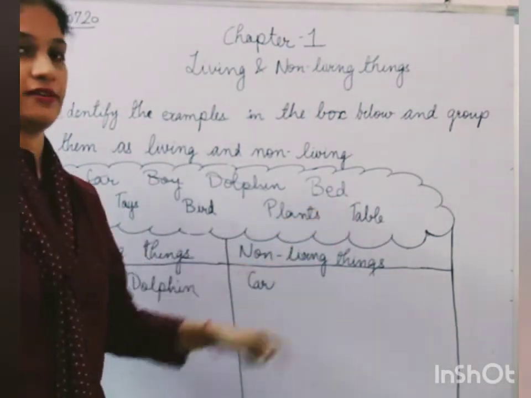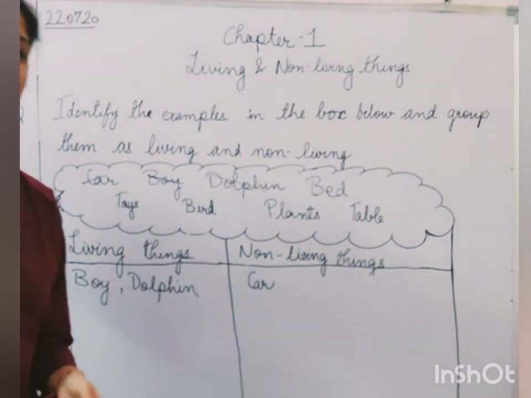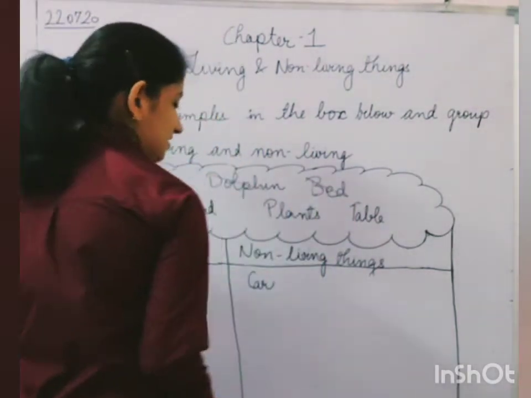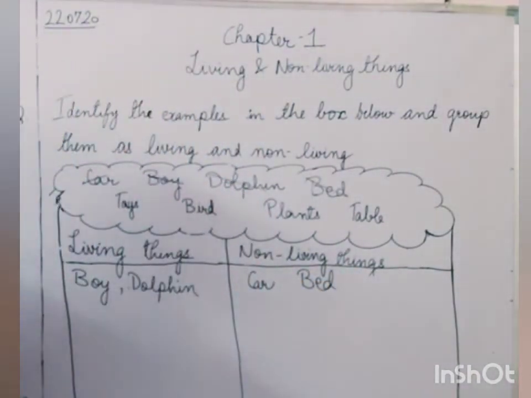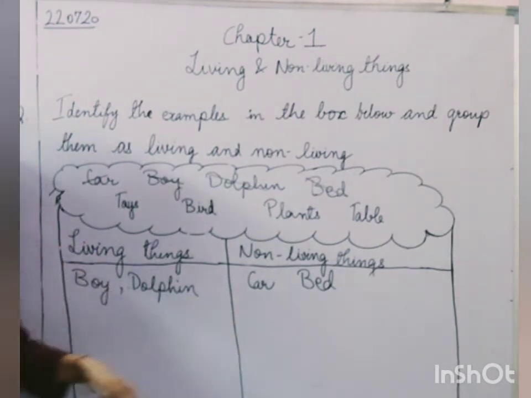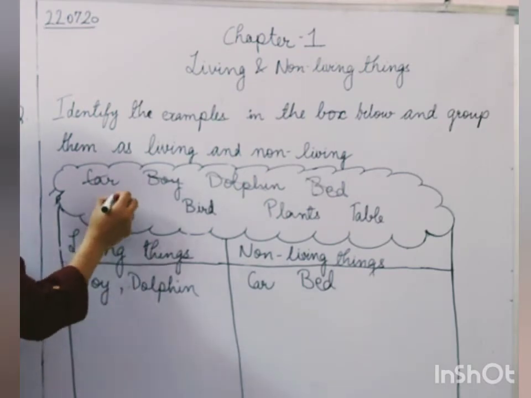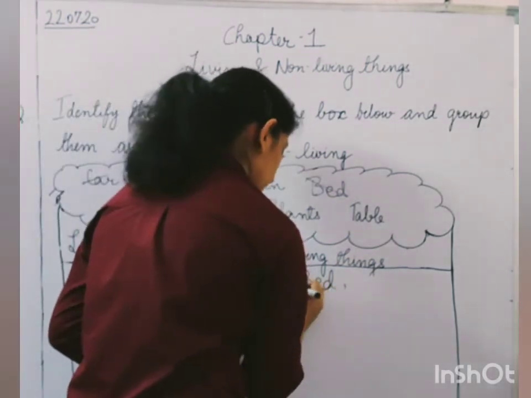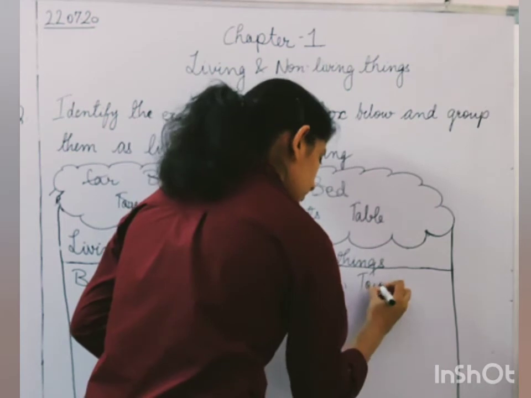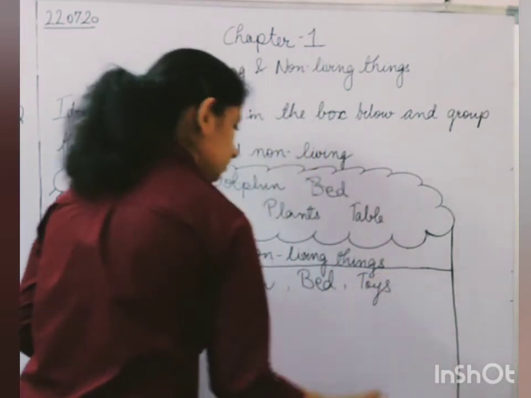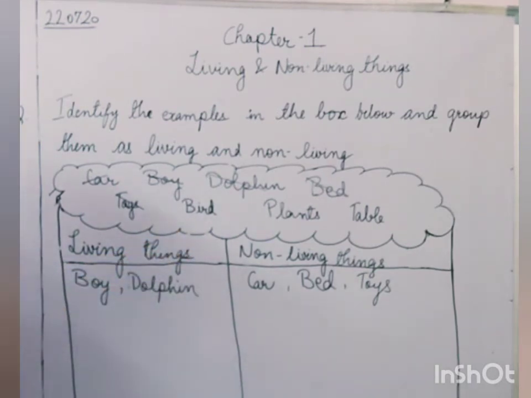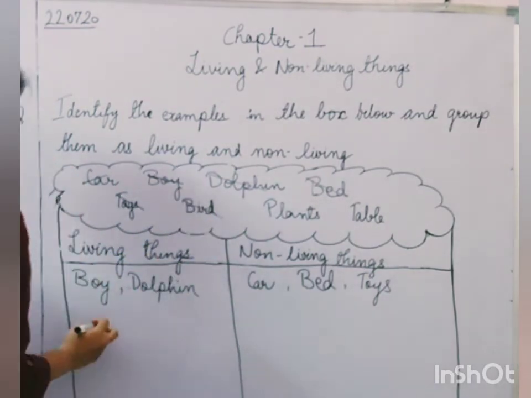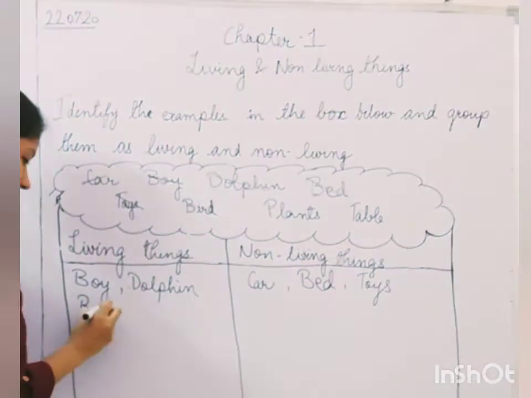Next, bed. You all sleep on the bed. So is it a living thing or non-living thing? It's a non-living thing. Simple as that. Toys. Toys, do they have life or they don't have life? They don't have life. So naturally toys are non-living things. So I'll write down here toys. Next, bird. A bird has life in it. So it is a living thing. So I'll write down here bird.